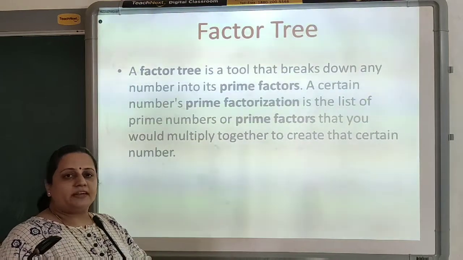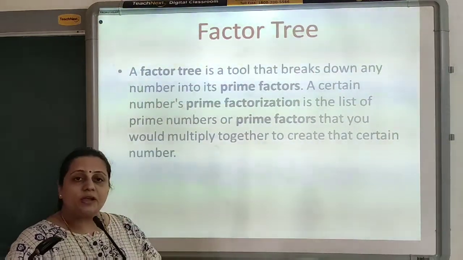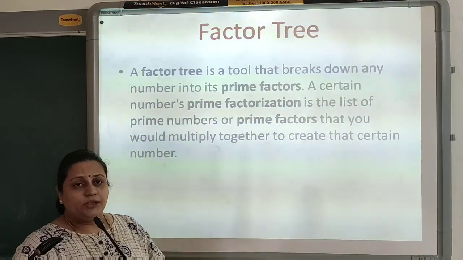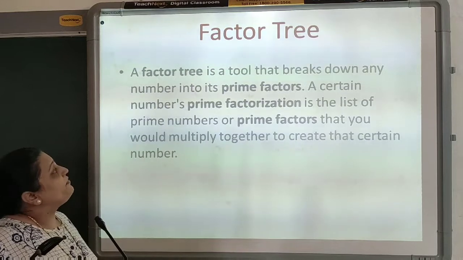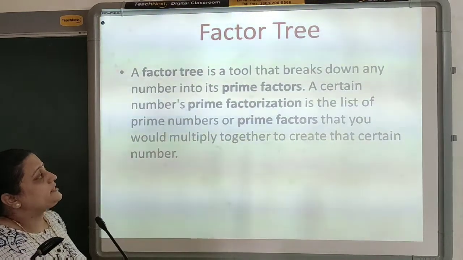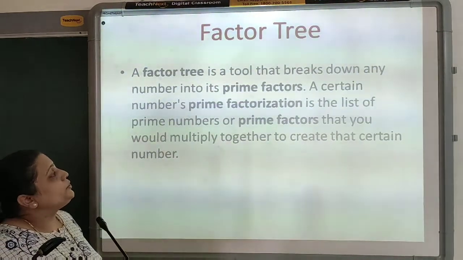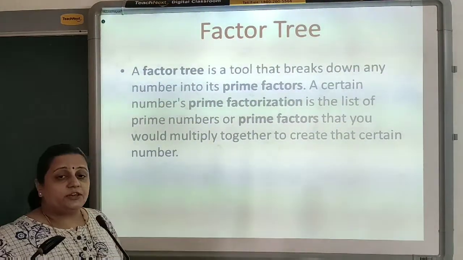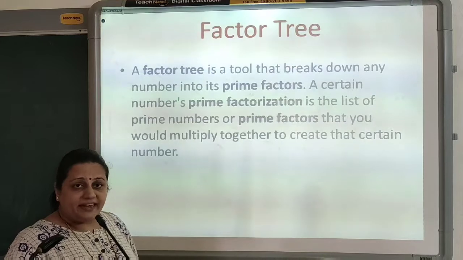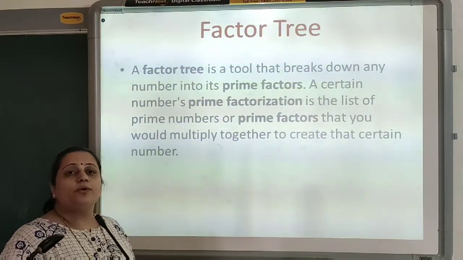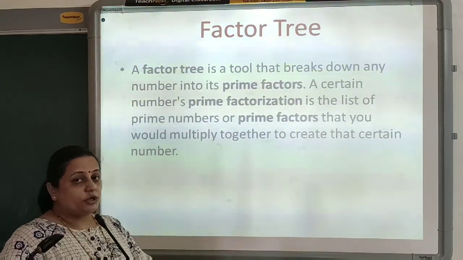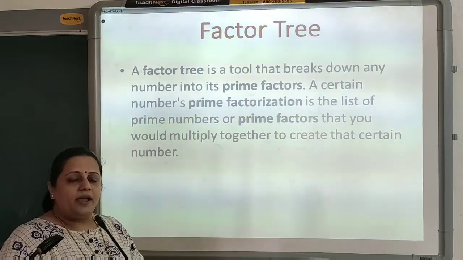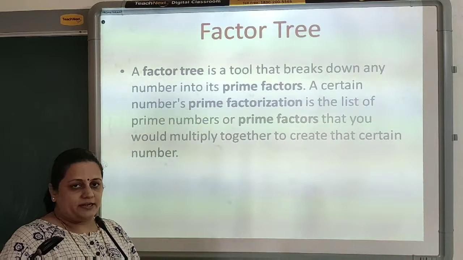Now what is meant by factor tree? By the name itself you might have understood. It is a tree of the factors. A factor tree is a tool that breaks down any number into its prime factors. In this factor tree, whatever factors we get at the end will be only prime factors, not composite numbers. That means we have to break the composite number and find out the prime factors.